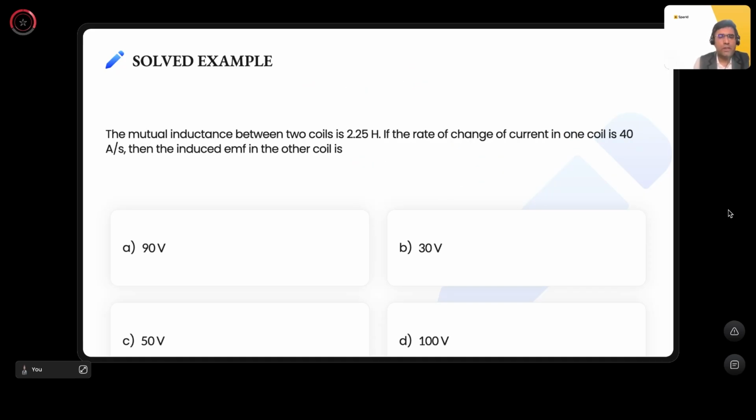The mutual inductance between two coils is 2.25 Henry. If the rate of change of current in one coil is 50 ampere per second, the induced EMF in the coil is. So for mutual inductance, we can write E is equal to M di by dt. You can use this formula. So mutual inductance is 2.25 into 40. All right. So this thing will become 90 volts. Okay.